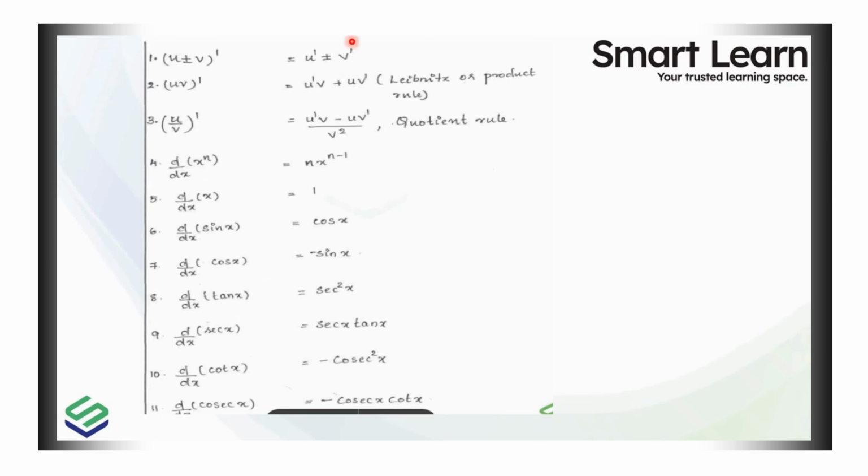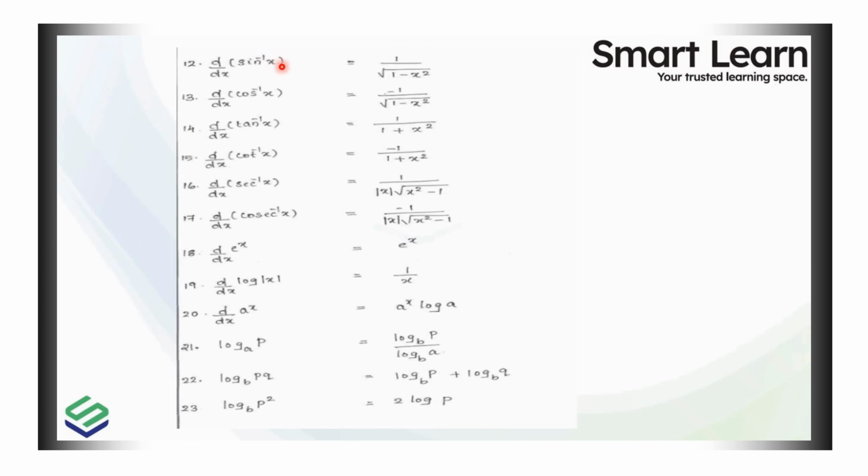These are some of the formulas. X raised to n is n x raised to n minus 1, x is 1, constant is 0, sin x is cos x, cos x is minus sin x, derivative of tan x is sec square x, sec x is sec x tan x, cot x is minus cosec square x, cosec x is minus cosec x cot x. Sin inverse x we studied later. e raised to x is e raised to x, log mod x is 1 by x, a raised to x is a raised to x log a. That much you studied this time. Whenever the others come, I will explain at that time.